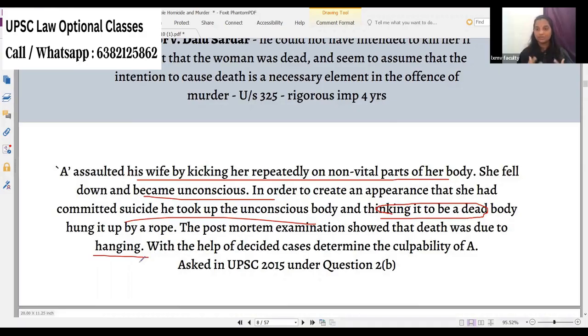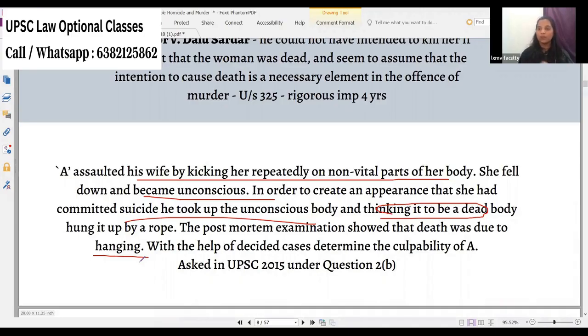Hope you understood the facts. Let me try to repeat it. Okay. There was a husband and wife, A and his wife. A repeatedly assaulted the wife, and because of this assault, she fell unconscious. Immediately, the husband thought that the wife was dead. So in order to escape from the liability, he hung the body of the wife and projected it to be a suicide.